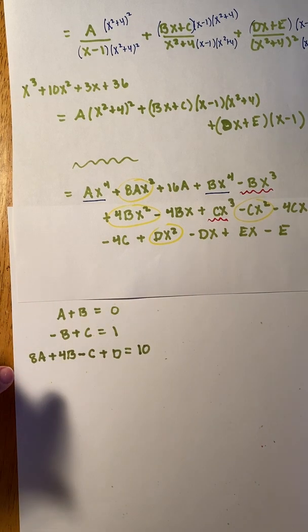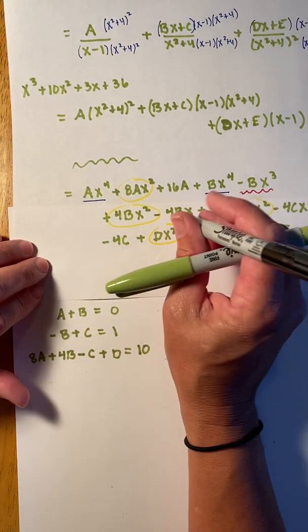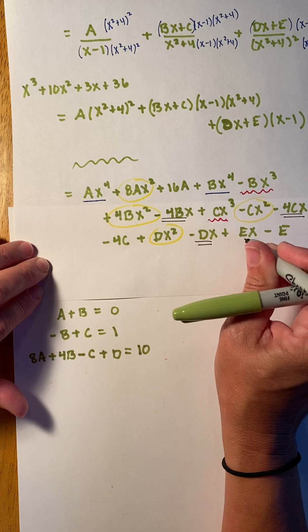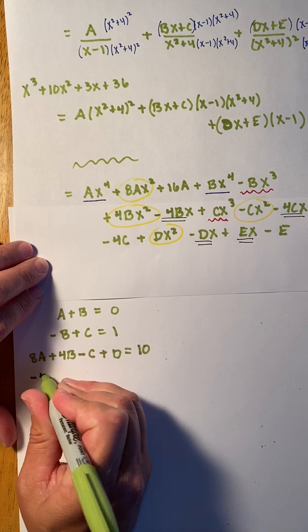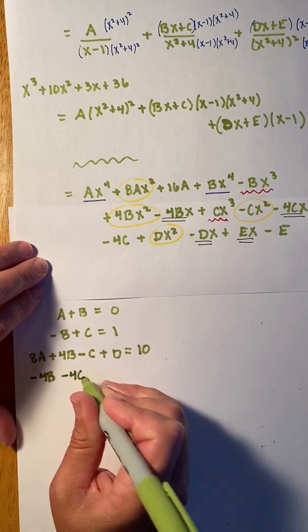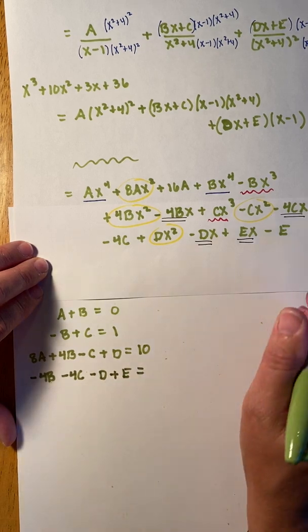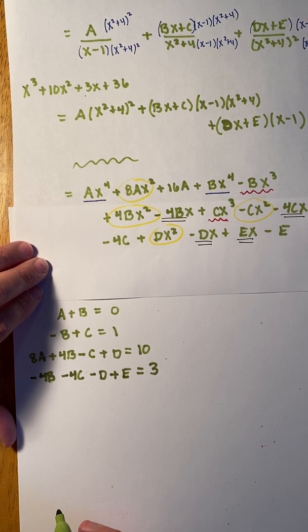All right, I'm running out of colors. Let's do black, and we're going to look at just the x terms. So the x terms, I have negative 4bx there, negative 4cx here, negative dx, and 1ex. So negative 4b, the coefficient in front of the x's, negative 4b minus 4c, I don't want to lose any, minus d, plus e, must equal the coefficient in front of x up here, which is 3. So now we have 5 equations and 5 unknowns. So this is quite an algebraic task.